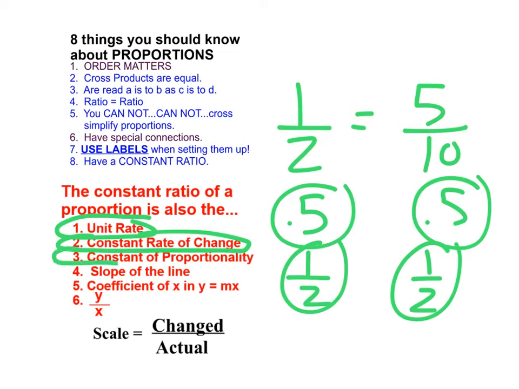This thing is also called the constant of proportionality. When you graph it as a line, it's the slope of the line. It's the coefficient of x in y equals mx. So it's the m portion of that. And you can find it every time by taking y divided by x. Y divided by x, if it's proportional, you'll get the same thing each time.